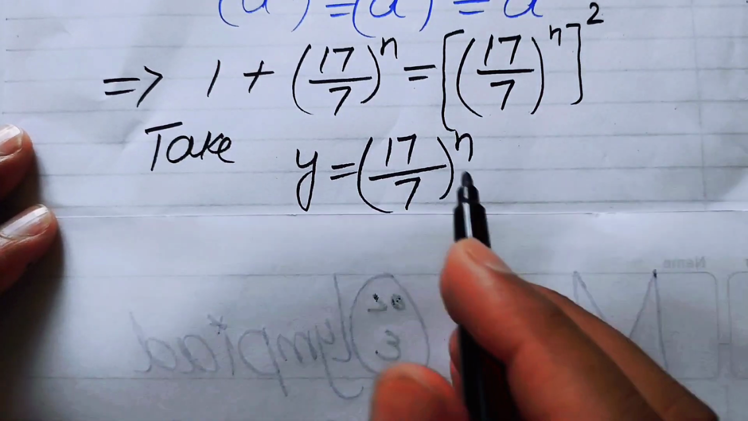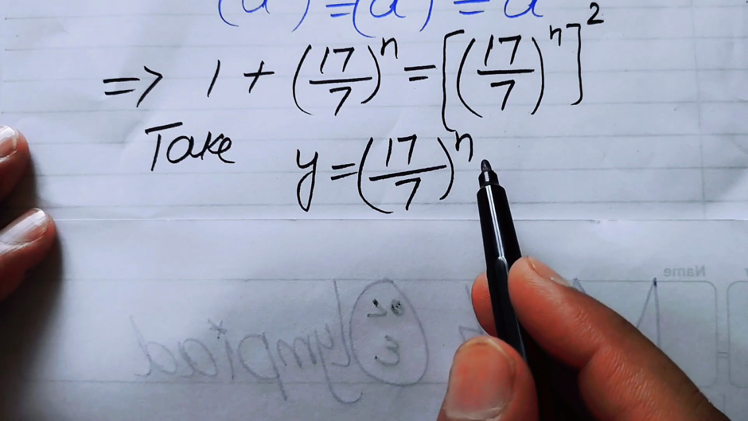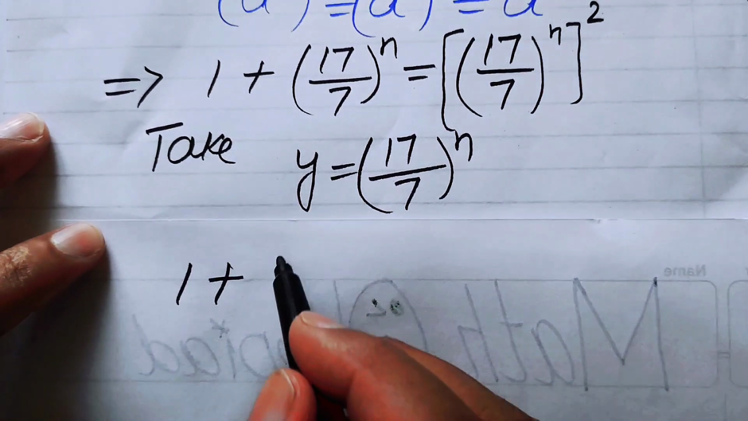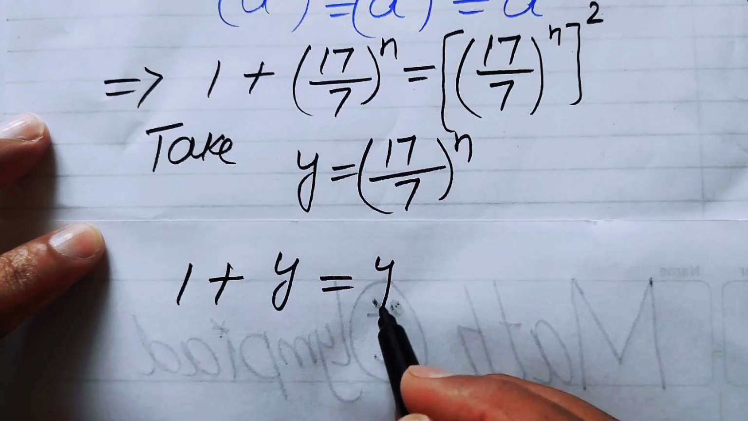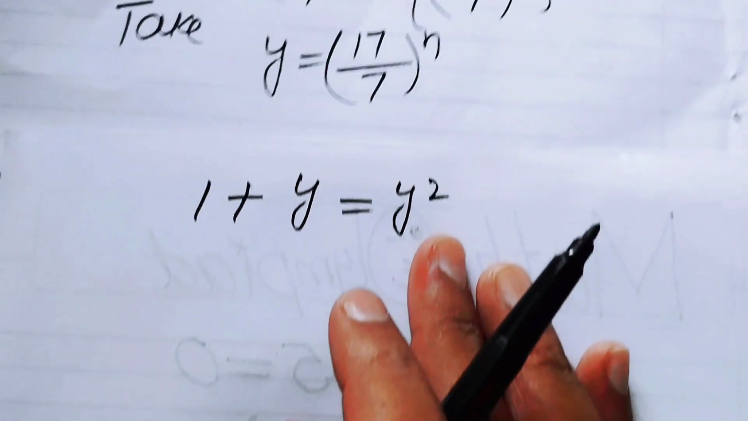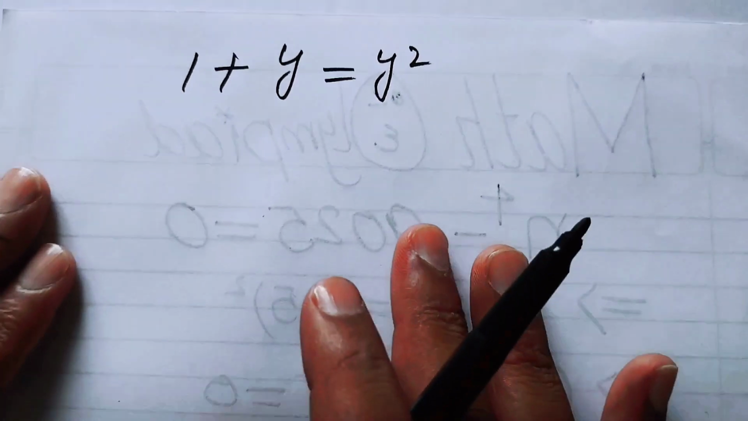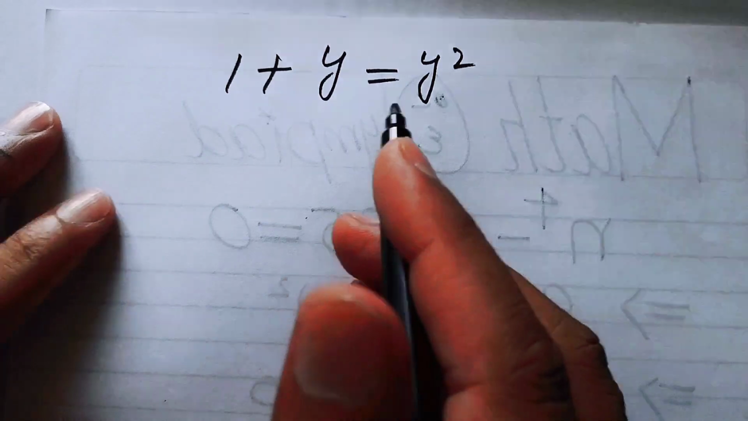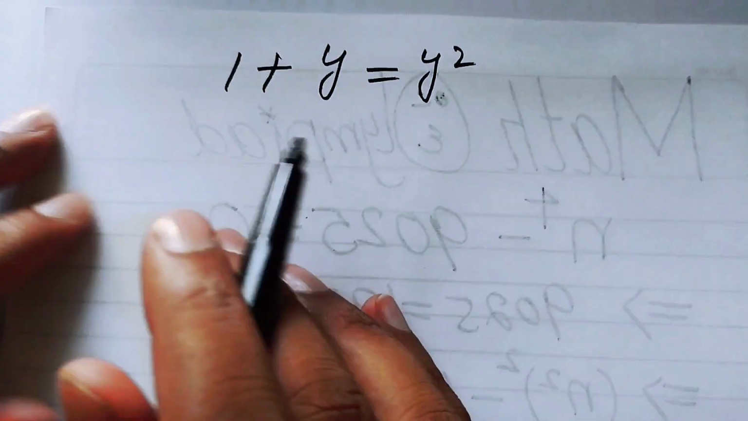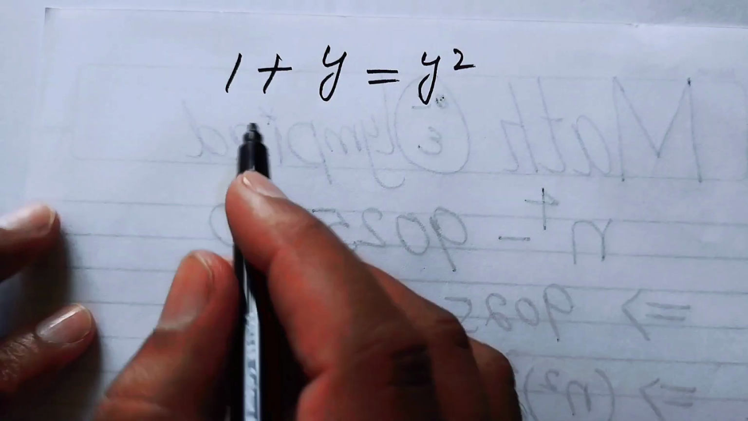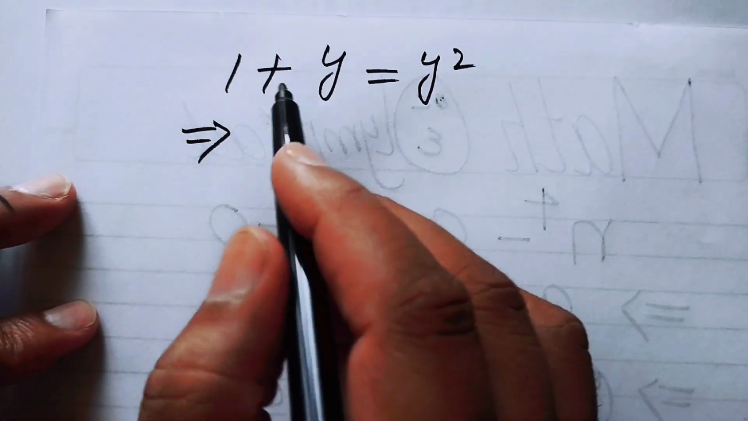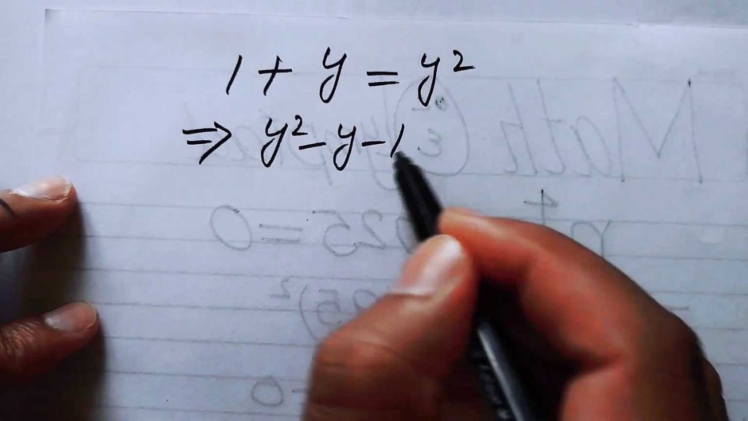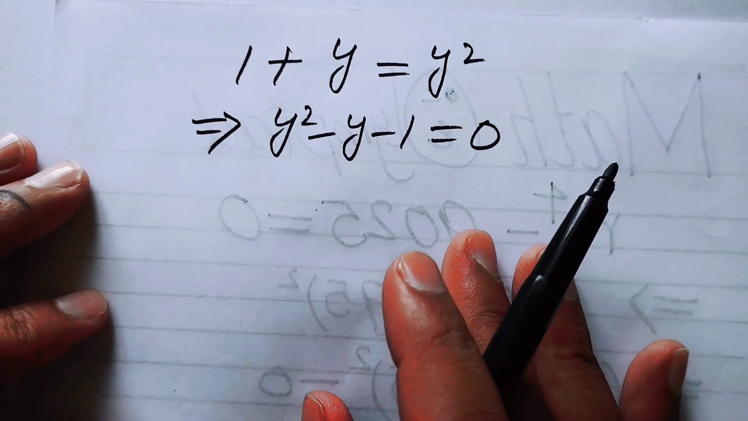So after substituting y is equal to (17/7)^n, you will get the output in the form of 1 plus y is equal to y squared. So finally you get the equation in quadratic form, so we will just solve this nice quadratic equation. First I can rearrange this term and move these two terms to the right hand side, and you get y squared minus y minus 1 is equal to 0.